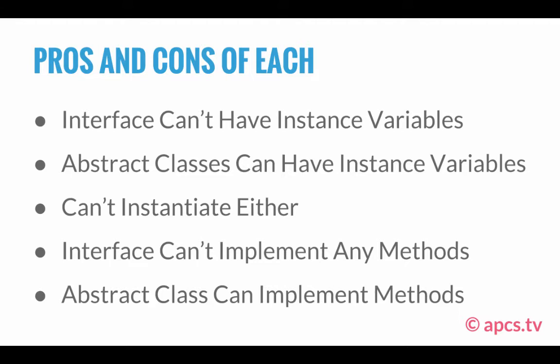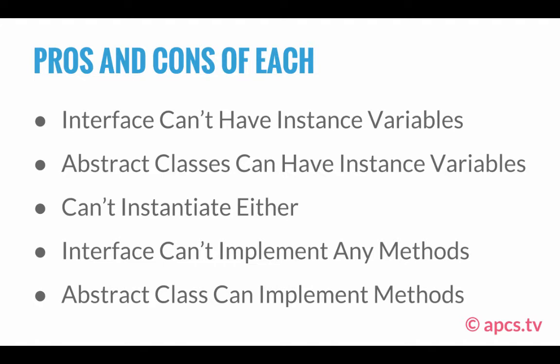As we know, an interface is very restricted. We only have method declarations in there without the public or private keyword, and that's all we have. On the other hand, abstract classes are a little bit more open and they can have instance variables. Now, one thing that stays the same for both is you can't instantiate either, which means you can't create an object of an interface or of an abstract class.